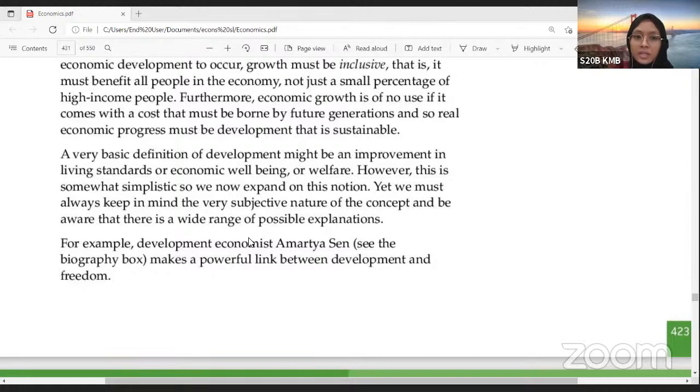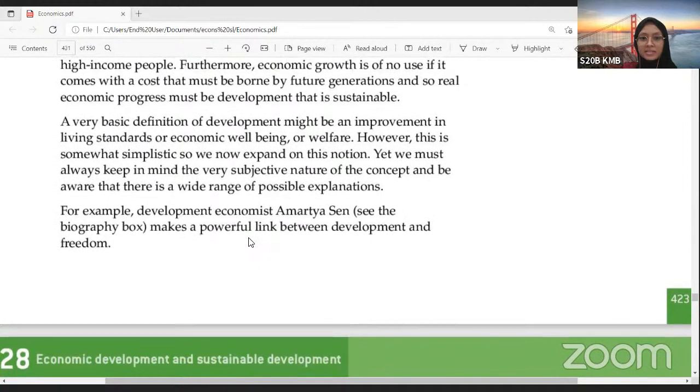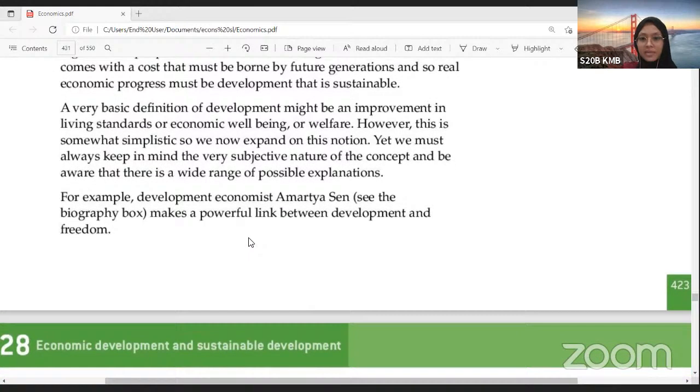Yet, we must always keep in mind the very subjective nature of the concept and be aware that there is a wide range of possible explanations. Yeah, so basically, looking at the living standard and well-being of the people, but we have to be detailed. So continue. For example, development economists Amartya Sen, see the biography box, makes a powerful link between development and freedom.